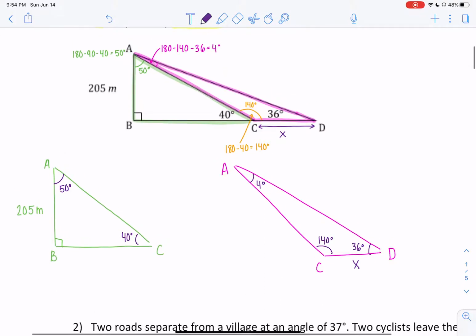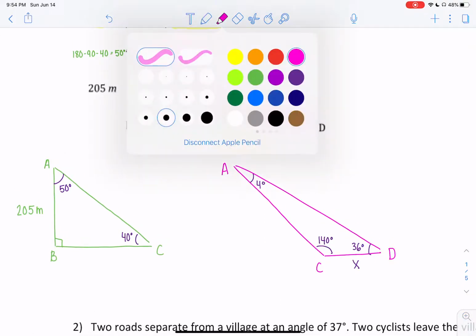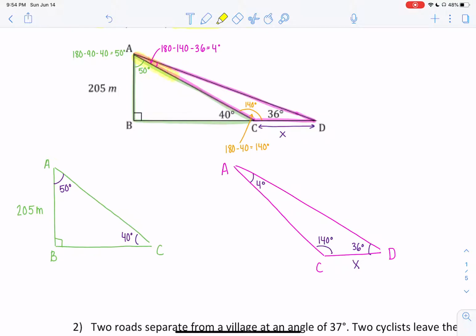If I look at my original diagram, both triangles share this side here. So if I can manage to find that side length on the green triangle, I can use it for the pink triangle. So let's go over to our green triangle and look here. It's a right angle triangle, and I'm looking for this side here, which I'm going to call y. Now, because we have both angles, we can circle whichever one. I'm going to circle the 40, but it doesn't matter.